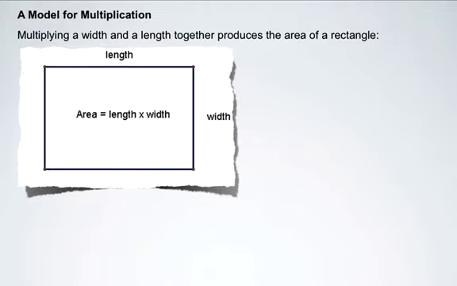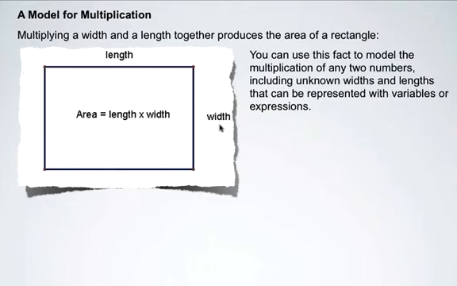Here's a model for multiplication. Multiplying a width and a length together produces the area of a rectangle. So if we look at this rectangle, we find out the area by multiplying length times width. You can use this fact to model the multiplication of any two numbers, including unknown widths and lengths, that can be represented with variables or expressions. So for example, the length might be x plus 2, and the width might be x. We can multiply those two together.